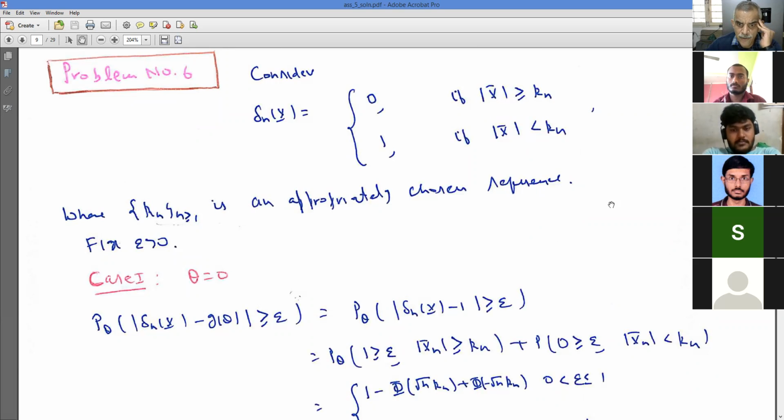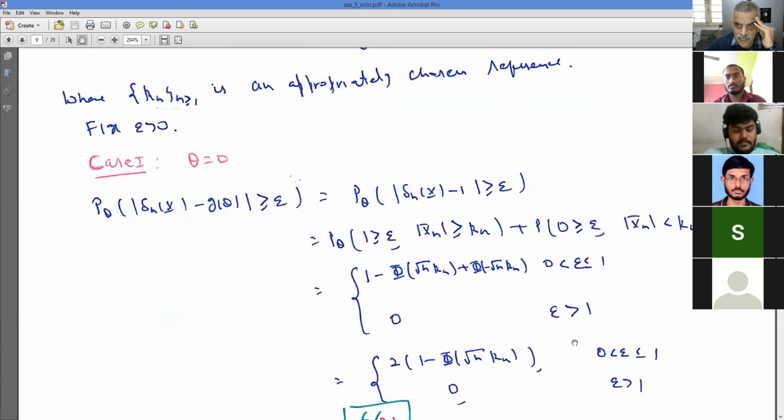Delta n x depends on what my x bar is. So I apply the theorem of total probability. First, in case one, mod of x bar is greater than or equal to kn, but if mod of x bar is greater than or equal to kn, delta n is 0. So this is the same as the probability that 1 is greater than or equal to epsilon, plus mod of x bar less than kn. When x bar is less than kn, my delta n is 1. So 1 minus 1 is 0. So 0 greater than or equal to epsilon. But since my epsilon is always greater than 0, this probability would always be 0.